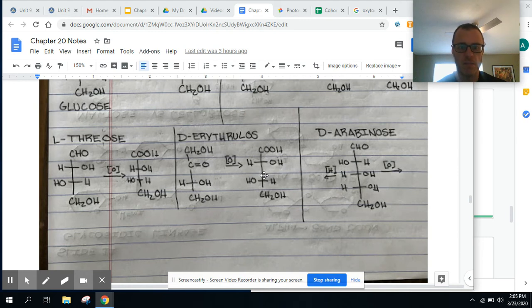Hopefully, great. Here, D-arabinose. All right. You are going to have to walk through and try to do this yourself. We can reduce the aldehyde going this way, and we're going to oxidize the aldehyde going this way. So that's something I'm going to have you guys do on your own.